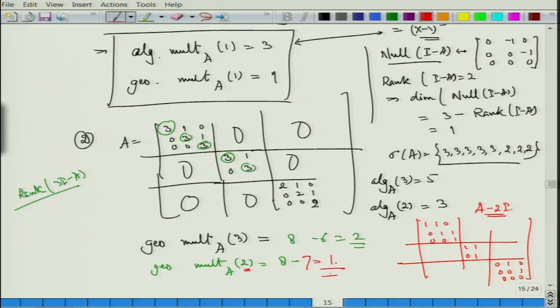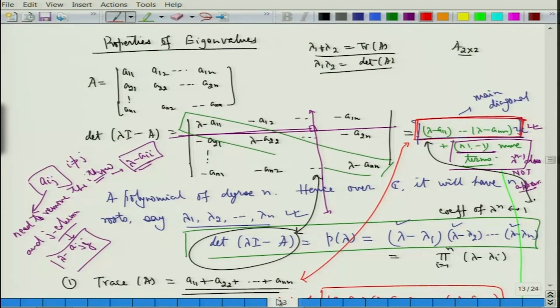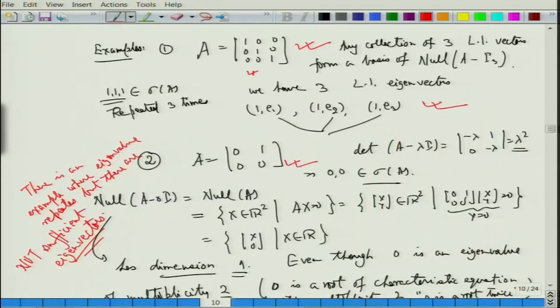Fine. So, you can see an issue here: this matrix is not a diagonal matrix, and look at the previous examples also, whenever our matrix was not a diagonal matrix, this number is not the same as this number. Algebraic multiplicity is 5, geometric multiplicity is 2; algebraic multiplicity is 3, geometric multiplicity is 1. Look at the previous examples also wherever we have looked.